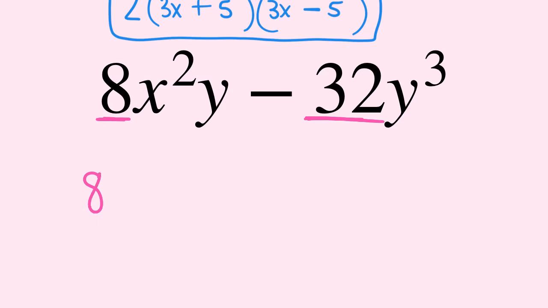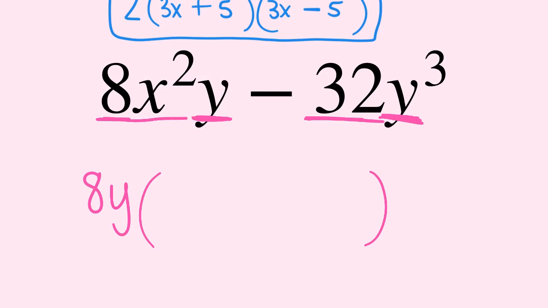Can I take out any x's? It doesn't look like we can, right? Because this one over here, it doesn't have any x's. So I can't take out any of the x's. But I can take out the y, because they both have at least one y. So we're going to take out y. So that would be our greatest common factor.